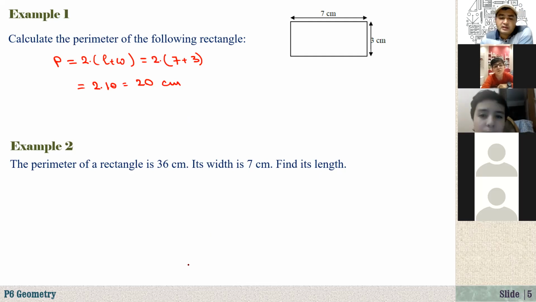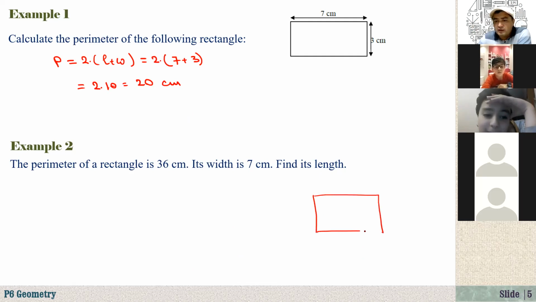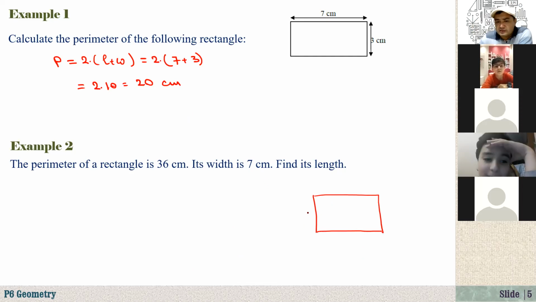The perimeter of the rectangle is 36 centimeters. Its width is 7 centimeters. Find its length. If the figure is not given, and you're working on paper, I suggest you draw the figure first. Since we are talking about a rectangle, let's draw it. It says that its width is 7 centimeters, so that is 7 and that is 7. Do we have any information about the length? We don't. Let's say it is L and this one is also L, right?